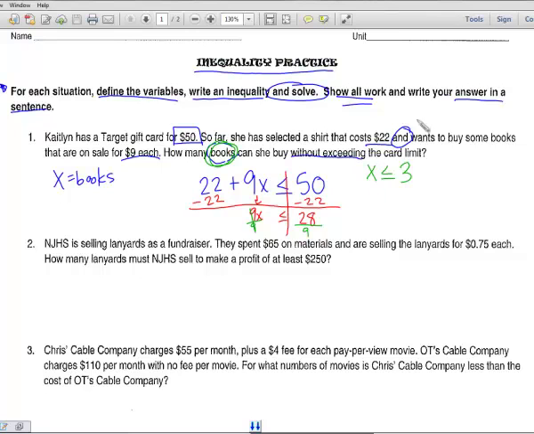Now remember, this says to write your answer in a sentence. So I'm going to write a sentence. She can buy no more than 3 books.